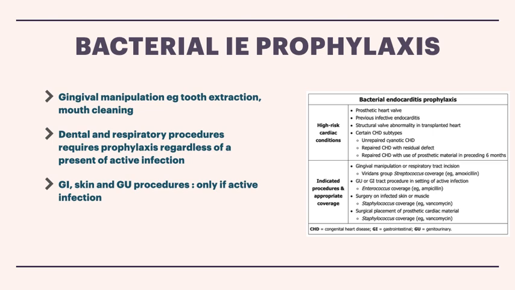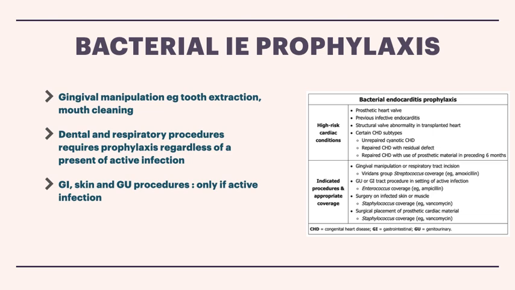These are patients who have a prosthetic heart valve, okay? Patients who have a history of infective endocarditis, patients who have a transplanted heart, but that heart has a structural valve abnormality. So the patient is a recipient of a transplanted heart, and that heart has a structural valve abnormality. And the last one is patients with certain types of congenital heart disease.